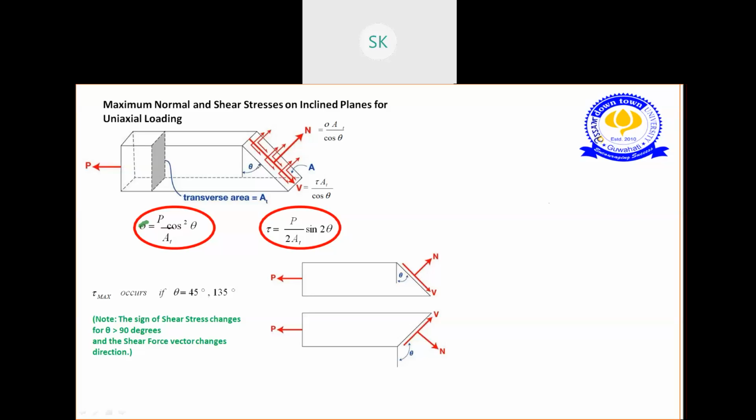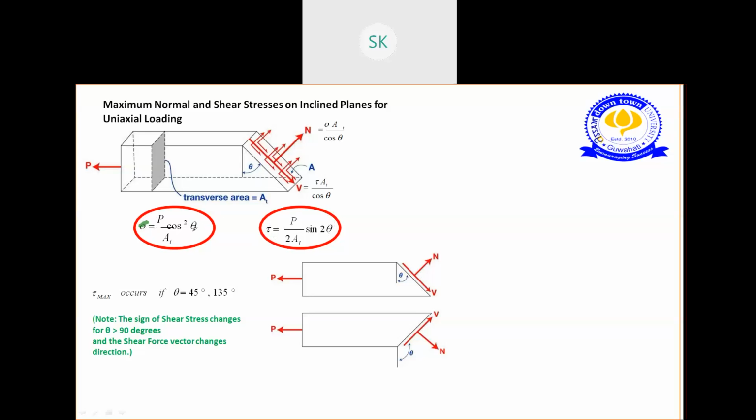I assume it's yes, because no one responds. So this theta will determine its inclination. It can be 10 degrees, 20, 30, 35, 65, whatever it will be. This stress will depend on its theta. Same with shear stress, this shear stress will depend on its theta. So its maximum values also depend on theta.